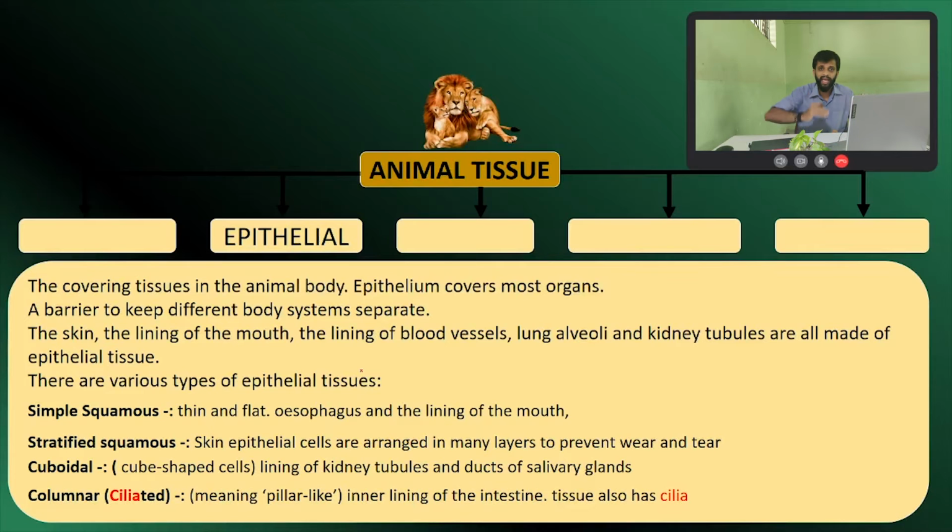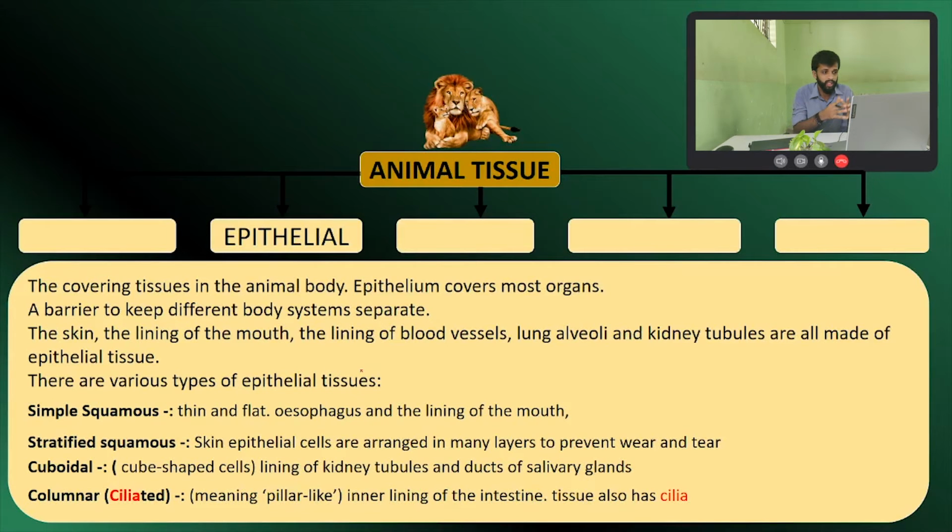Next is epithelial tissue. Under this, we'll learn a few more things. Okay, now the covering tissue in the animal body. Epithelium covers most of the organs, so it is like a plastic bag. So epithelium you can remember as a plastic, it's a covering, it covers most of the organs, a barrier to keep different body systems separate.